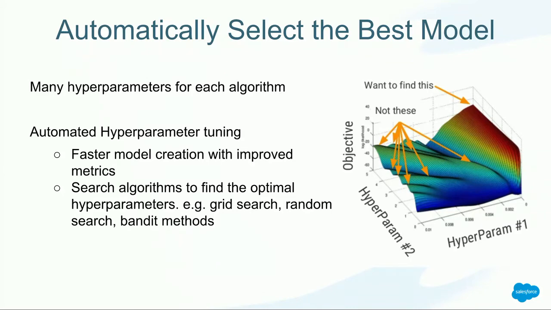So you can do grid searches, random searches, bandit methods. But the point is we have a competition between all the different models to pick the very best one for all the different use cases. So now I will hand it off to Michael, who will do a little demo.